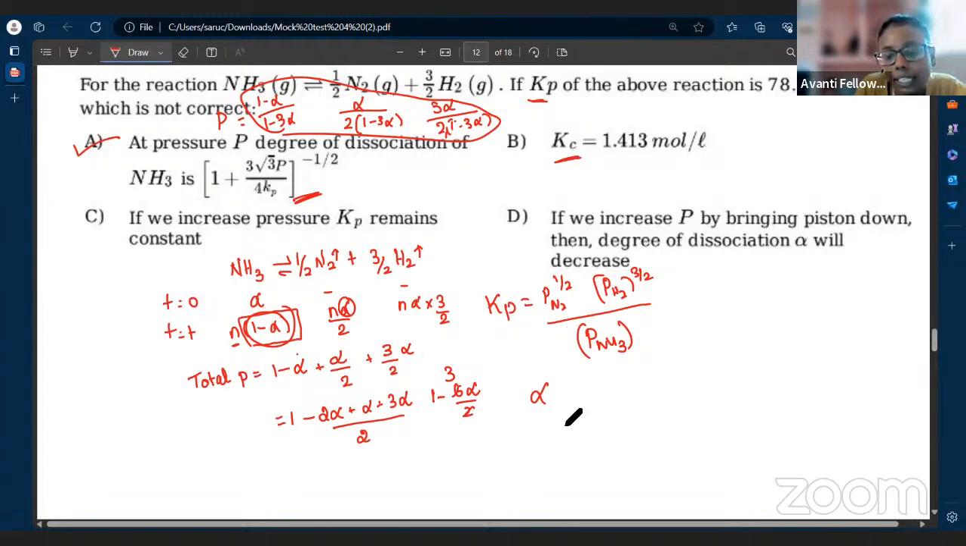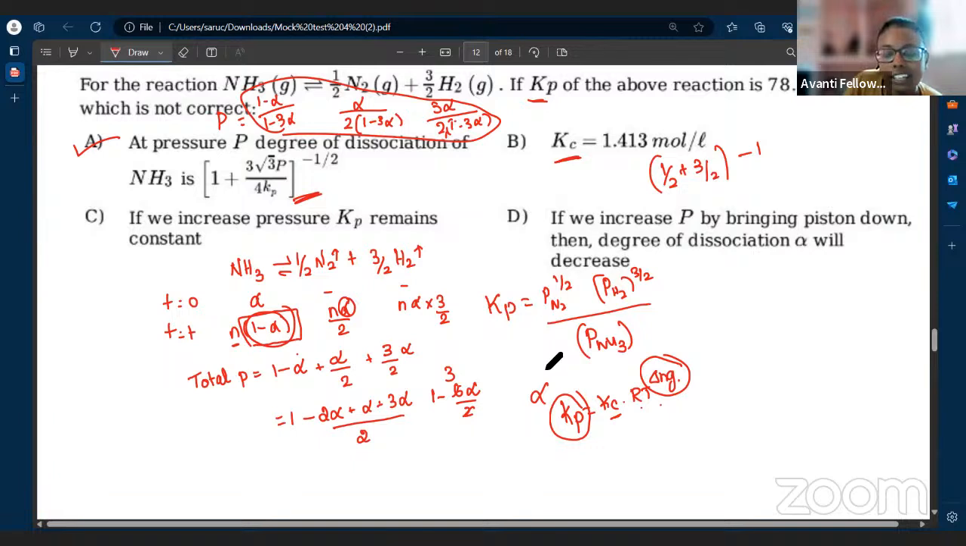And how will you get Kc? Kp is equal to Kc into RT to the power delta Ng. So we know the Kp value. And how will you find delta Ng? Number of moles of product minus number of moles of reactant. So it will be 1/2 + 3/2 - 1. If you evaluate, you will get the value, so this will also be fine.